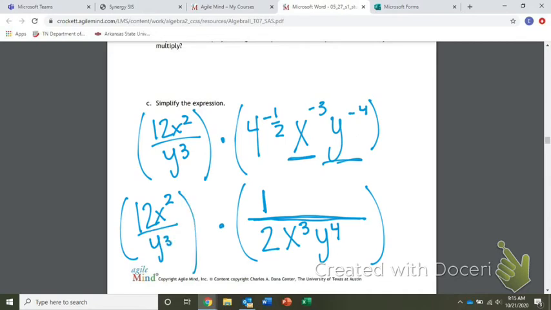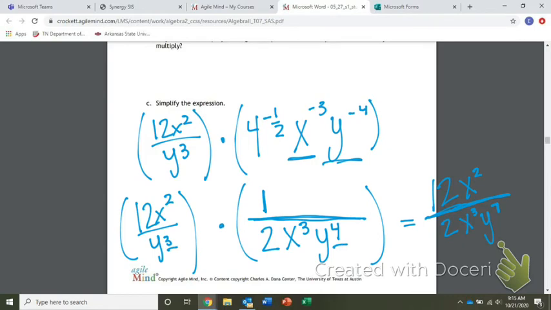So now I can simplify. Okay? So remember, always write your coefficients first. So 12 and 2. On the top, I have an x squared. On the bottom, I have an x cubed and a y to the 7 because I combined 3 and 4.